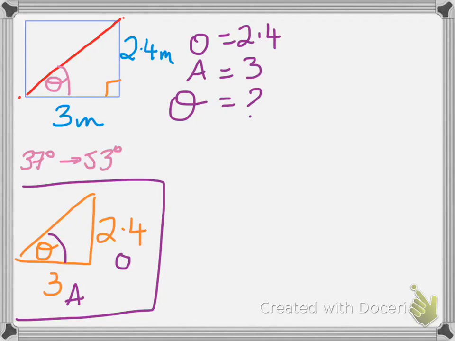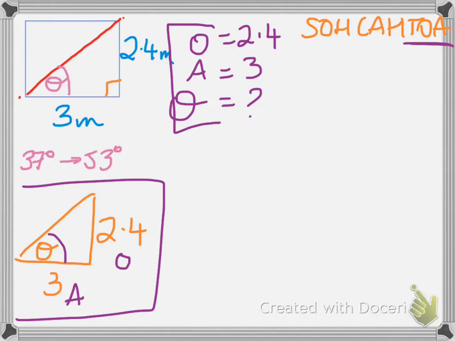We need to look at what rule we are going to choose. So the rule we are going to choose has to have an O and an A in it, and let's look at our SOHCAHTOA. If we look at that, we have to pick a rule that has the O and the A in it, and that's this one over here, which is tan. So we're going to start our working out like that. Tan of theta equals O over A.